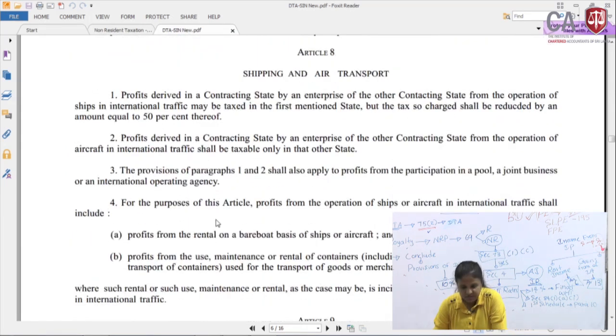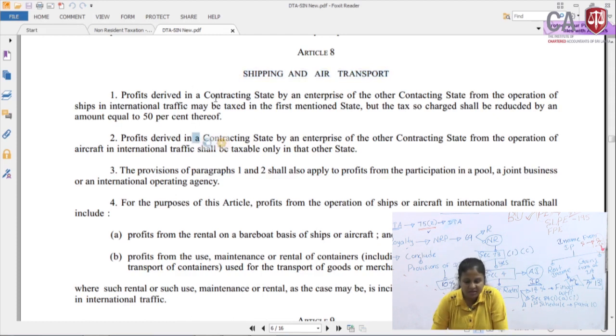Then Article 7, Shipping and Air Transport. Can you remember in the Shipping and Air Transport, we had the telecommunication, sea and air transportation with holding tax rate of 10%. We will see what it has given in the double taxation treaty. This is a source of payment even under section 73.